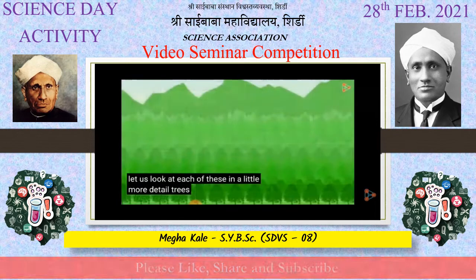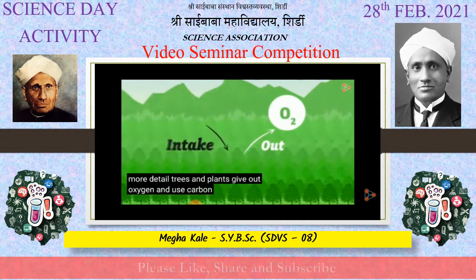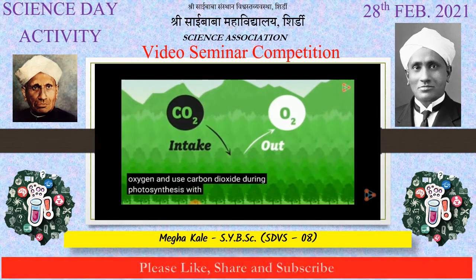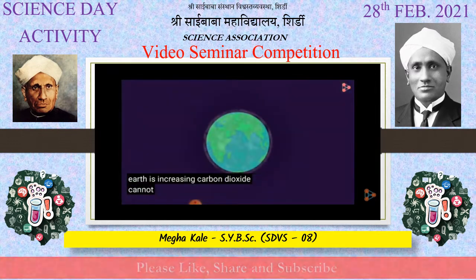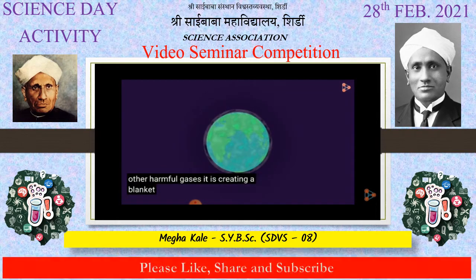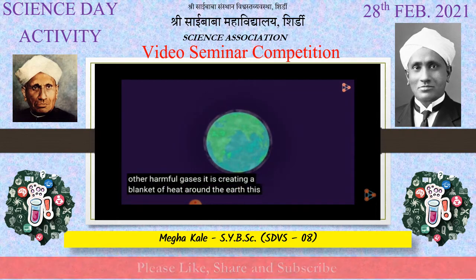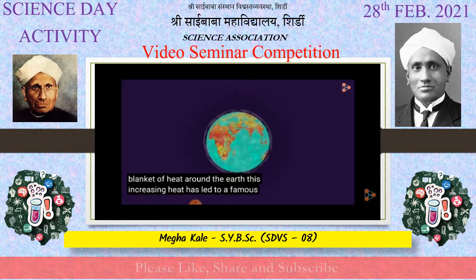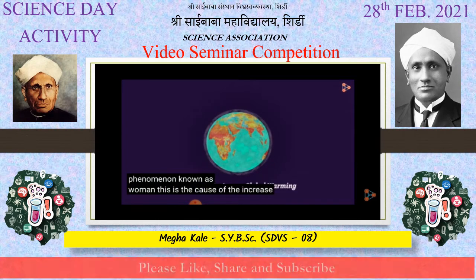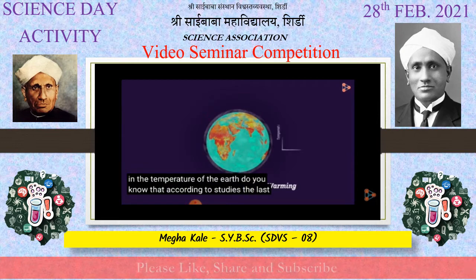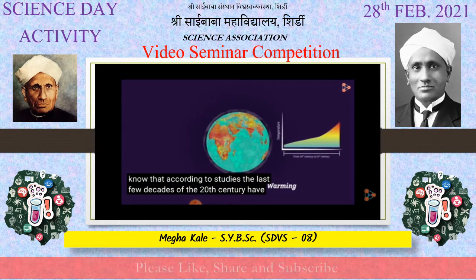of carbon dioxide on the earth increases. Carbon dioxide cannot escape into space, and like many other harmful gases, it is creating a blanket of heat around the earth. This increasing heat has led to the famous phenomenon known as global warming. This is the cause of the increase in the temperature of the earth. According to studies, the last few decades of the 20th century have been the hottest in 400 decades. This chain of events, high temperatures, affects the water cycle.